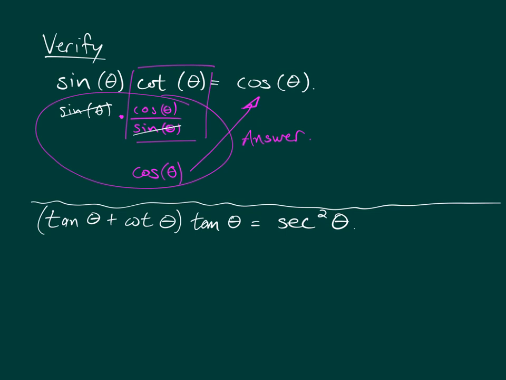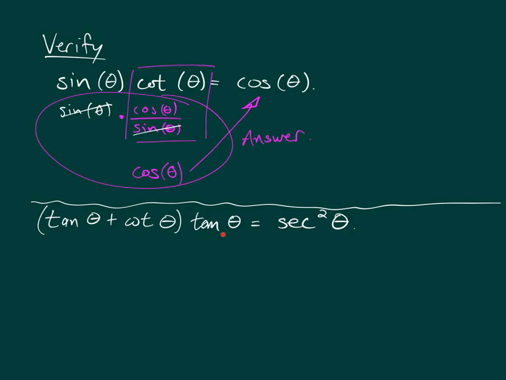Okay, so we have tangent of theta plus cotangent of theta times tangent of theta equals secant squared theta. Now, again, I think this left side looks a little more complicated than this right side. Let's see, so secant squared theta, this lets me know maybe I'll be using a Pythagorean identity over here somewhere, because anytime I see that squared, I want to be on high alert for Pythagorean identities. So let's see what happens here.